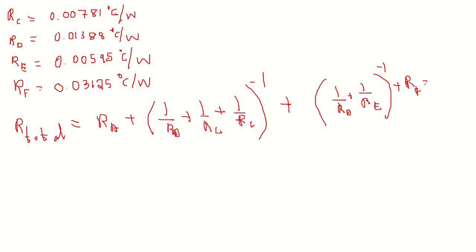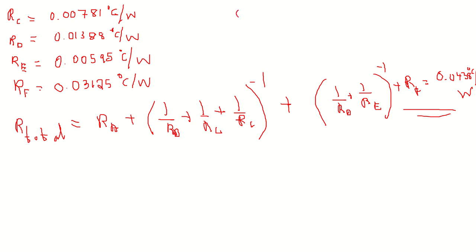Okay, by substituting all the values we will get R total as 0.0438 degrees Celsius per watt. You get the total R total we found. Okay, so after that what is your objective? To find the total heat transfer.